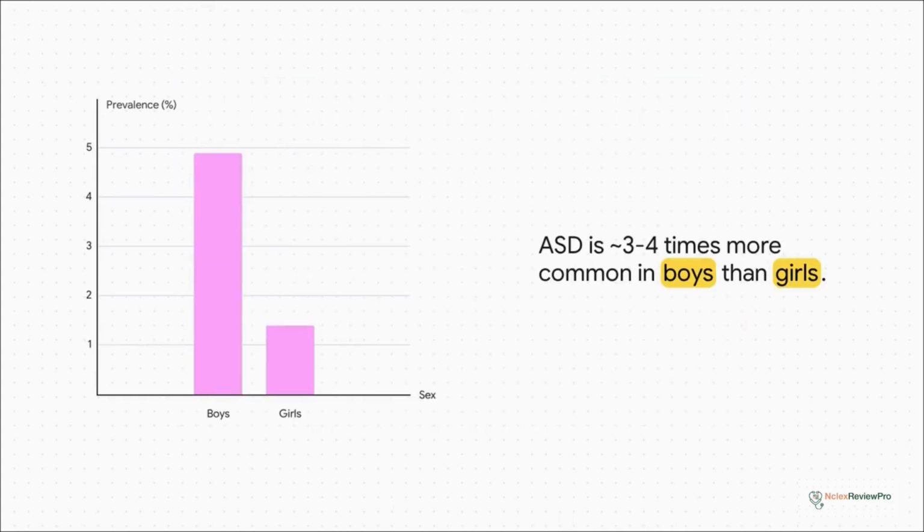Okay, NCLEX alert here. You need to know this fact. ASD is way more common in boys. But a little clinical pearl for you. It can look really different in girls, and it's probably underdiagnosed because girls can sometimes be better at masking or hiding their social difficulties.